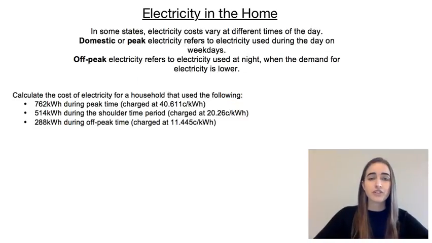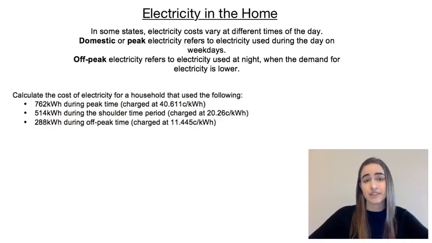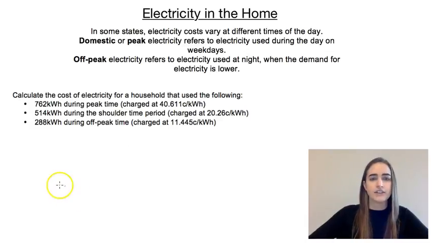So I just want to finish off the video looking at one example of calculating electricity costs for a household where we've got different amounts of electricity used at different times of the day. So in this one, we're given 3 different amounts of electricity that have been used. We've got at peak time, shoulder time, and off-peak time. And because they're at those different times, we've been given 3 different amounts that our electricity is going to cost. So you can do this as 3 separate calculations and then add all your answers together. I'm just going to do it as one calculation.